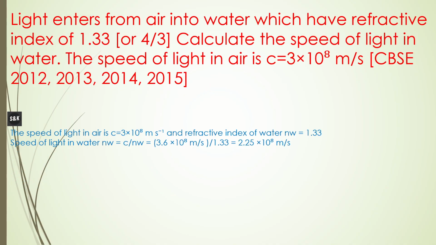Next, light enters from air into water having a refractive index of 1.33, or 4 by 3. Calculate the speed of light in water. The speed of light in air equals 3 into 10 power 8 meter per second, and the refractive index of water is 1.33. So the speed of light in water equals C upon n_w, that is, 3 into 10 power 8 meter per second divided by 1.33. So we get the answer 2.25 into 10 power 8 meter per second.